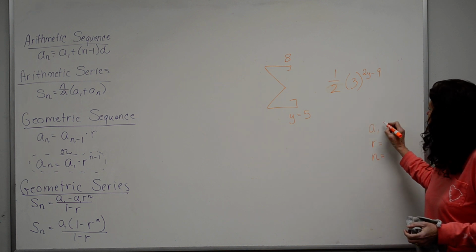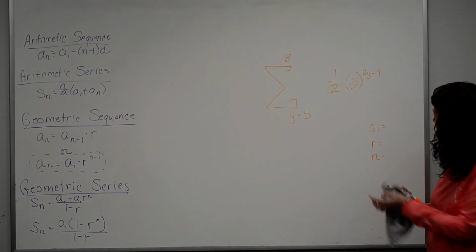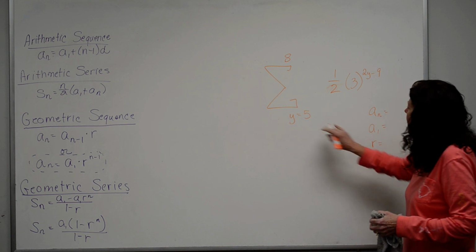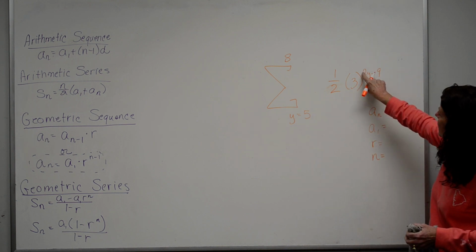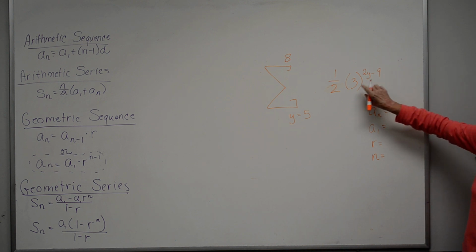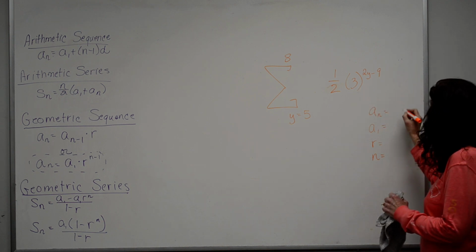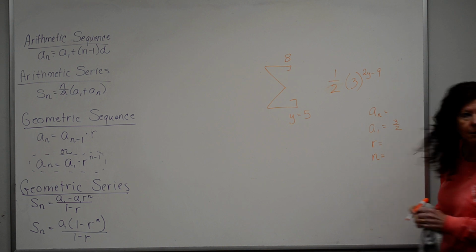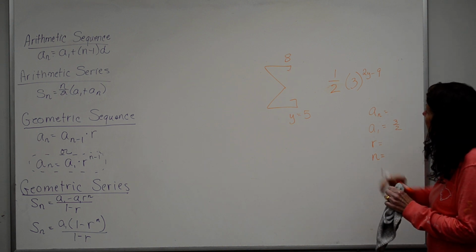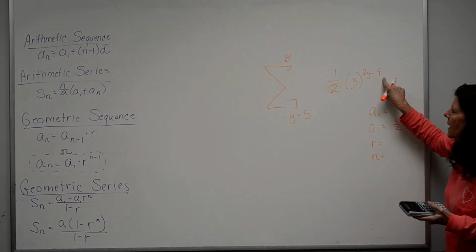Alright, so to find a sub 1, I can also find the last one, a sub n. Alright, a sub 1, I'm plugging it in here, so I've got 10 minus 9. What's 10 minus 9? 1. So I have 1/2 times 3. So I have a sub 1 is 3 over 2. Okay, would you agree with that?